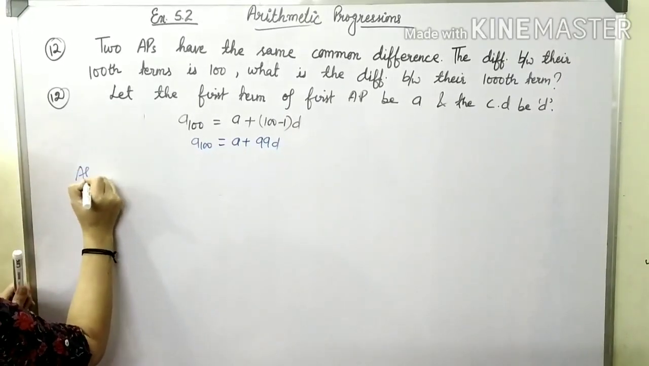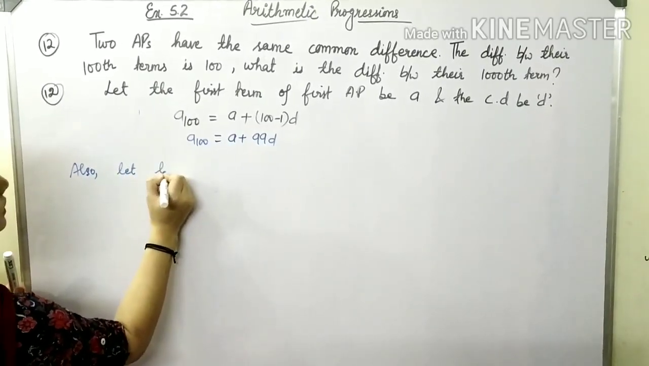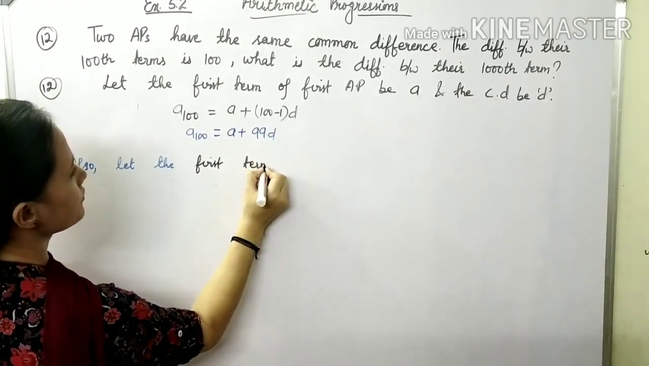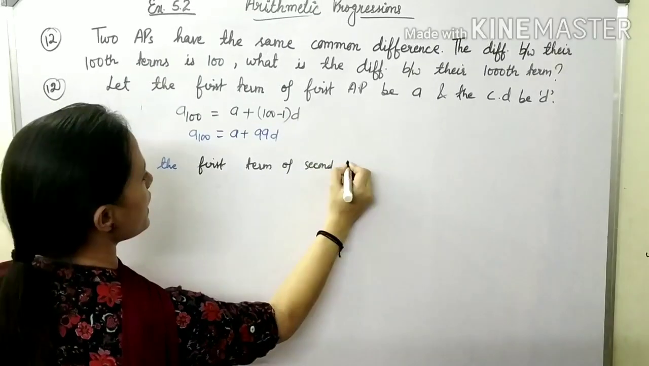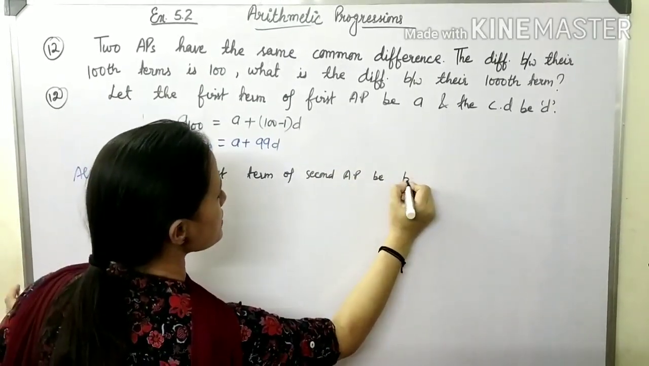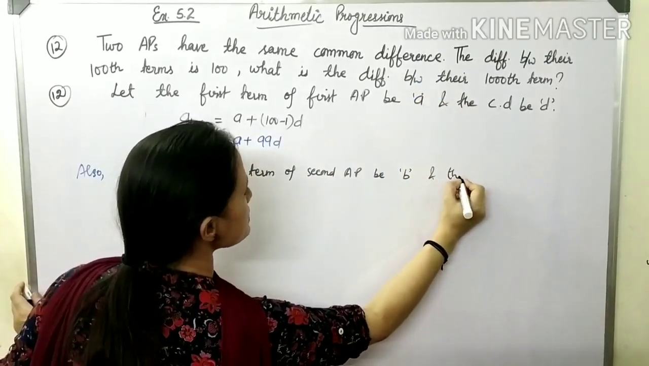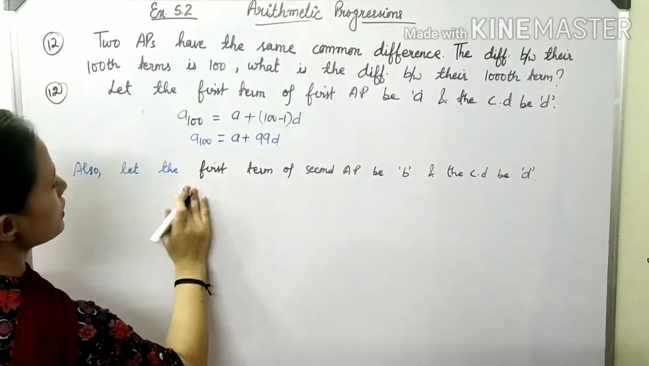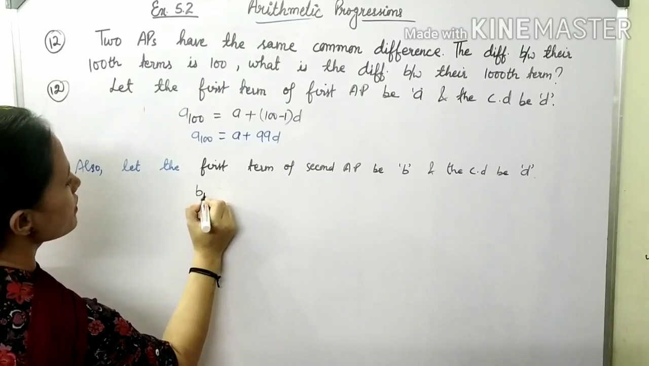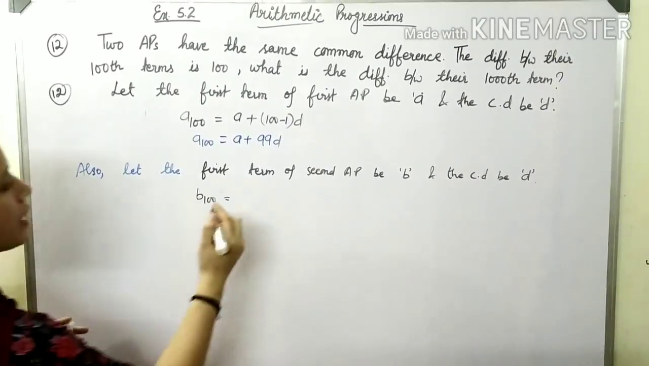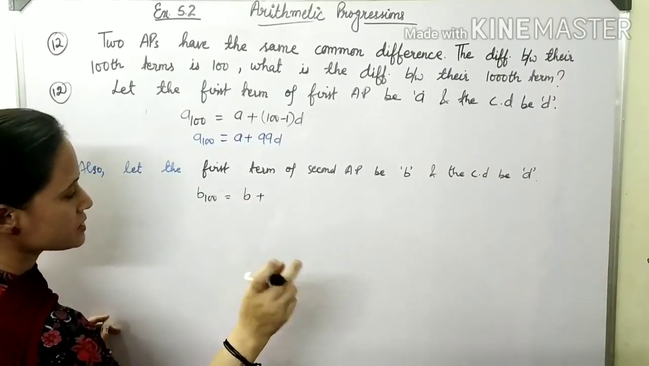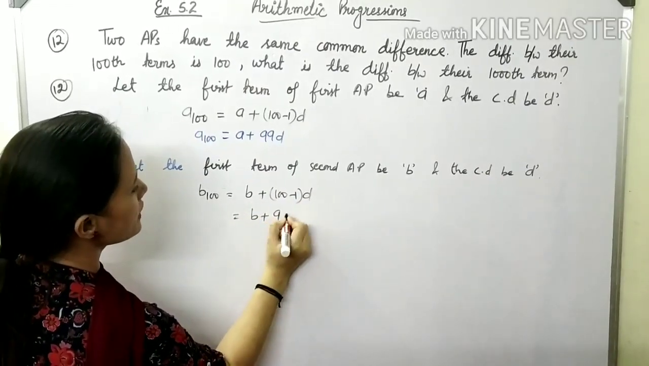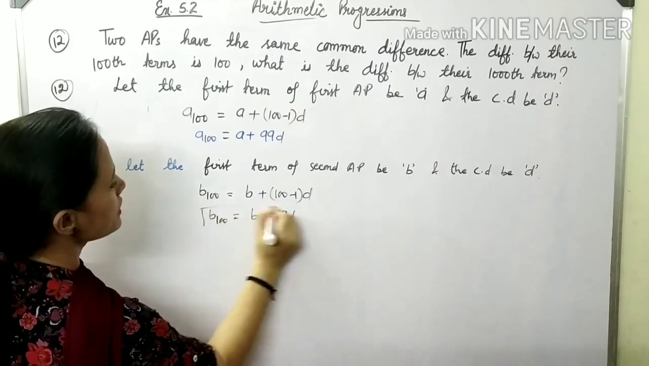Fine. Also, let the first term of second AP be B, I am taking this as B, and the common difference is same only, so we'll take the same variable as D. So the 100th term of this AP will be denoted by B100, and again the formula is the first term plus n minus 1 into D, so B plus 99D. This is the 100th term of the second AP.